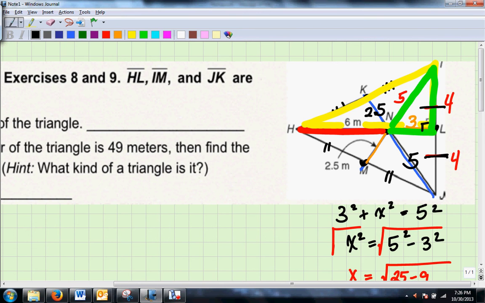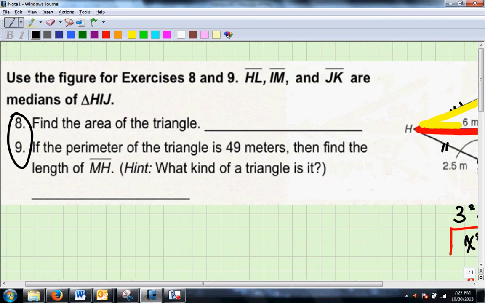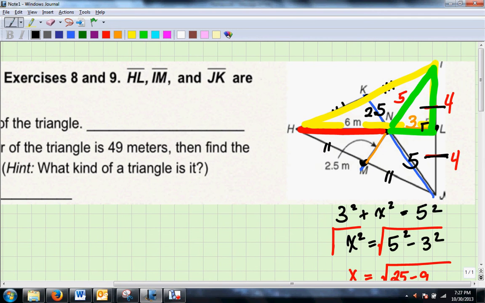And so our goal is to find what we can find here, and it says in problem 8 to find the area of the triangle. Well, we know area of a triangle is the base times the height over 2. In this case, we're going to use this as our base. Why? Because we only have one right angle that we have to work with, and that makes this our height, the whole thing.